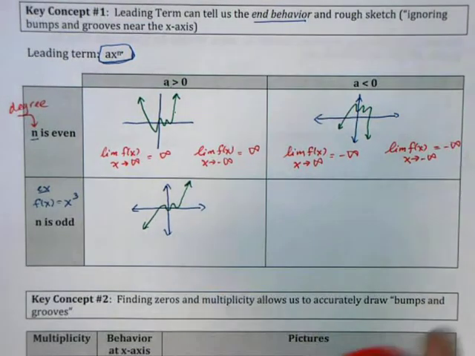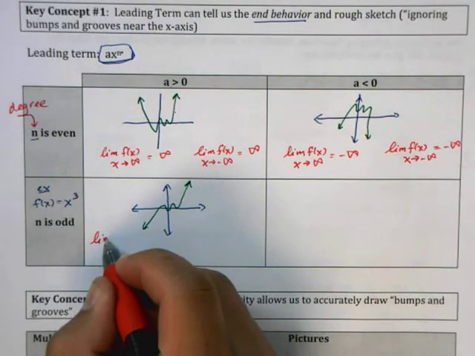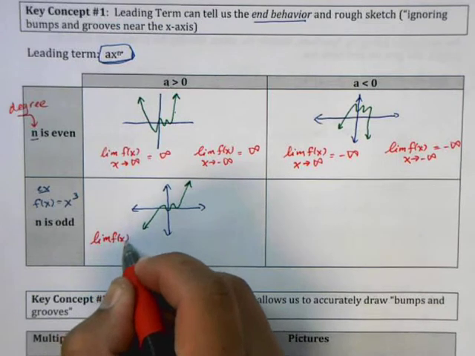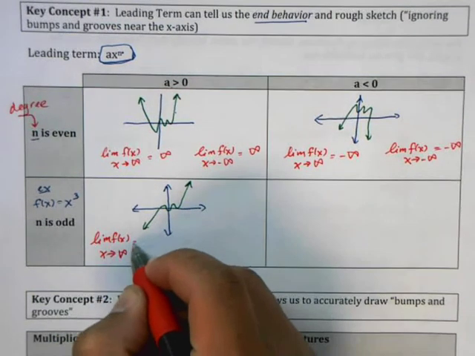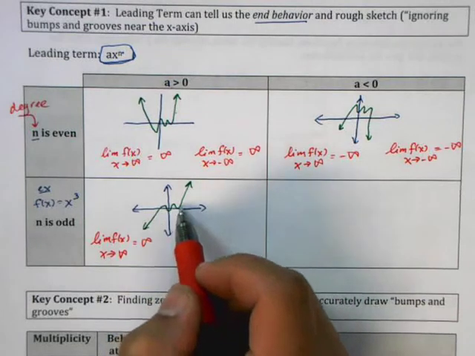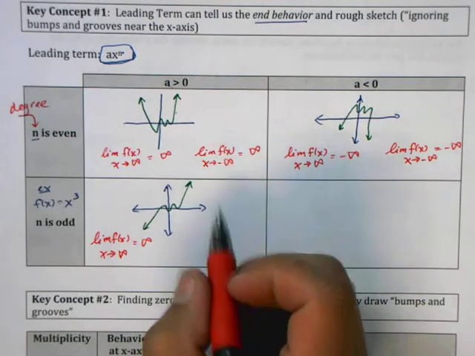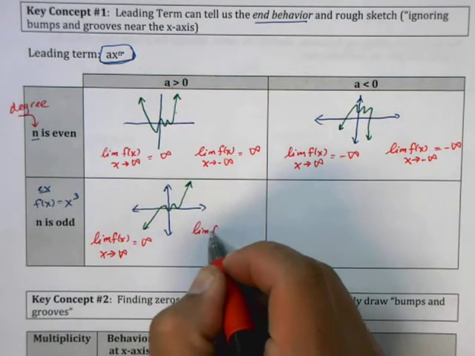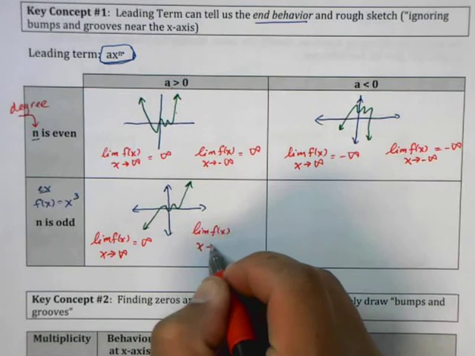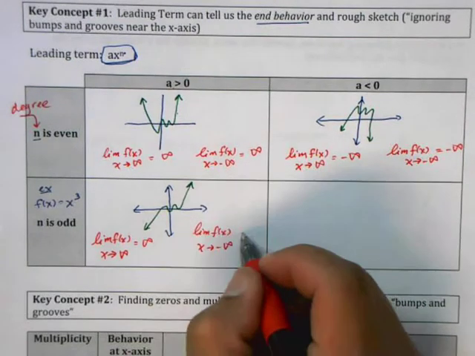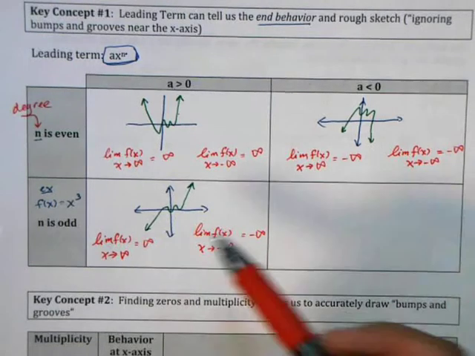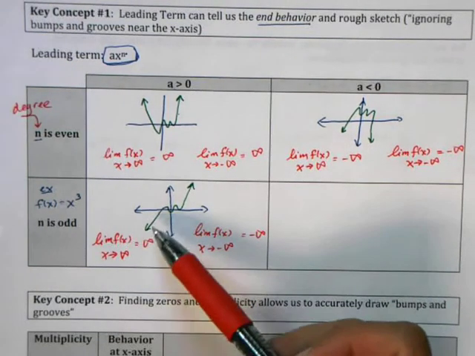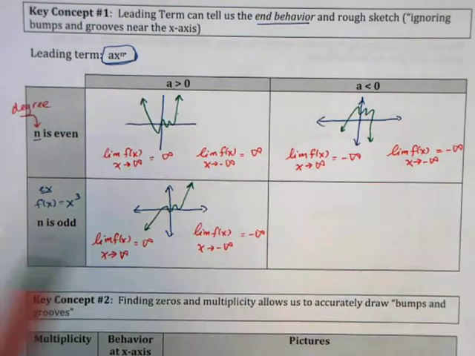So in this case, we can say that the limit of f of x as x approaches infinity is equal to infinity. In other words, as x gets bigger, the whole thing just goes up forever. And then the limit of f of x as x approaches negative infinity is going to be negative infinity. Okay. So as you go towards the left, you go down. As you go towards the right, you go up.